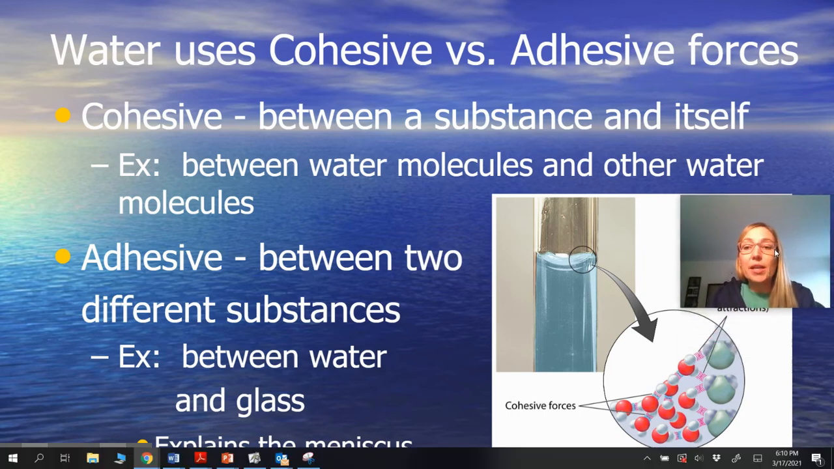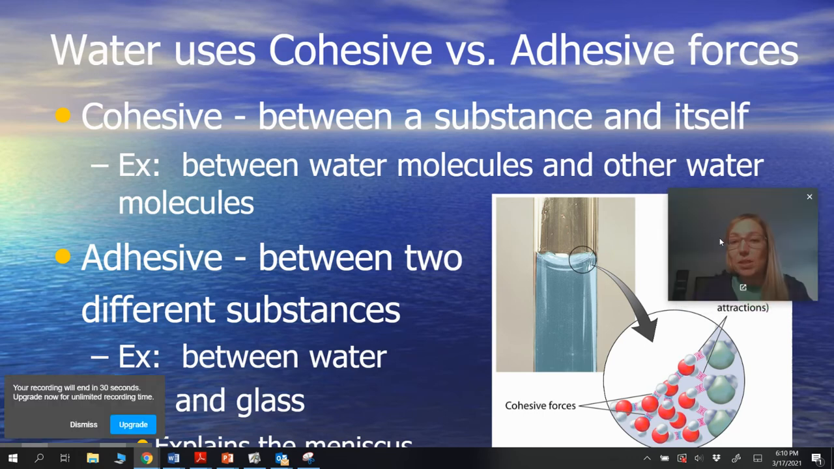So cohesion is the attraction between a substance and itself. So like how water is attracted to water by hydrogen bonding. Adhesion would be how water is attracted to something different. It's between different substances. So like water is attracted to glass. And this really explains the meniscus that we see forming on glass. For example, in our graduated cylinders, we see this meniscus forming because water is attracted to glass and can climb up that glass.